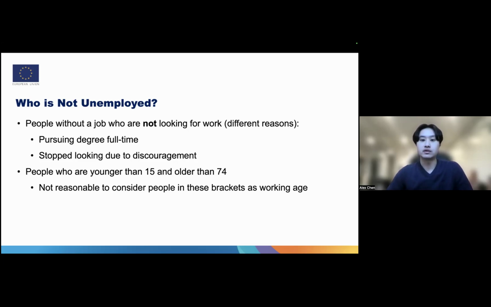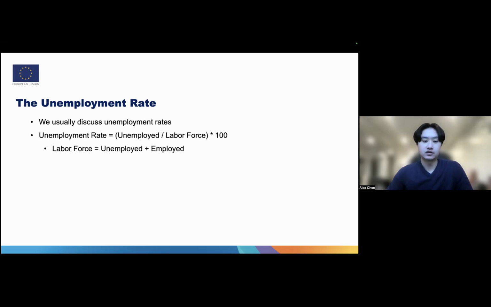And then also people who are younger than 15 and older than 74. It's not reasonable to consider people younger than 15 and older than 74 as generally working age. And so when we talk about unemployment, we're usually talking about a rate. It's defined as taking the number of people unemployed in an economy and dividing by the labor force, and then to get a percentage, you multiply by 100. The labor force consists of unemployed and employed. So the labor force does not consider discouraged workers or people out of the working age population to be in the labor force.